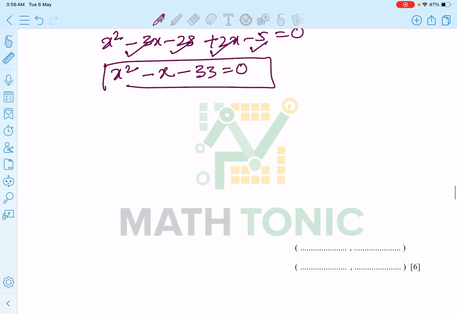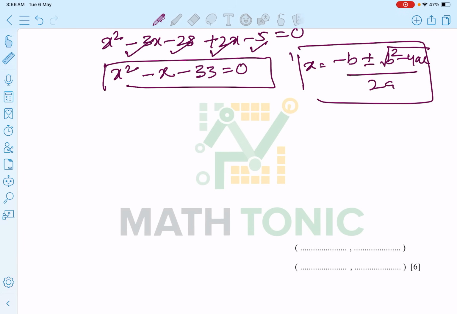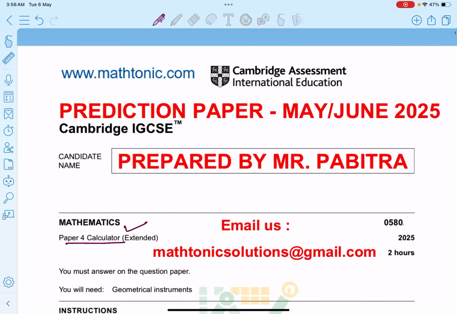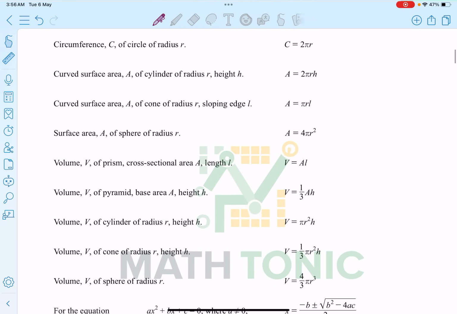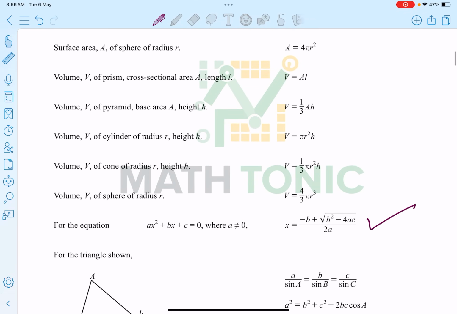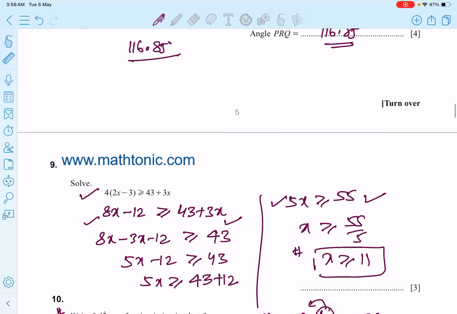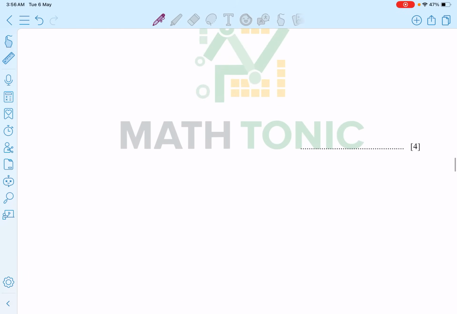We can use what formula? We can use the quadratic formula. If you remember, x equals minus b plus or minus the square root of b squared minus 4ac, all over 2a. I think the formula sheet is given, yes, that formula is given already on your first or second page. Can you see this? The formula is given for the equation ax squared plus bx plus c, where a is not equal to 0.